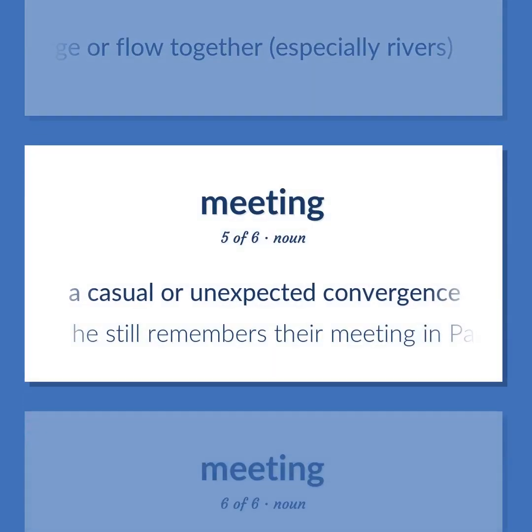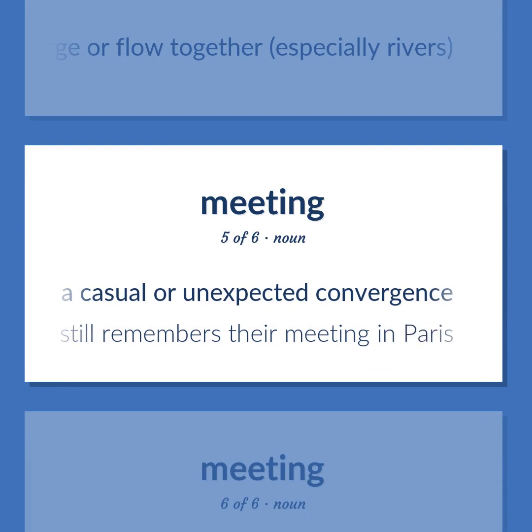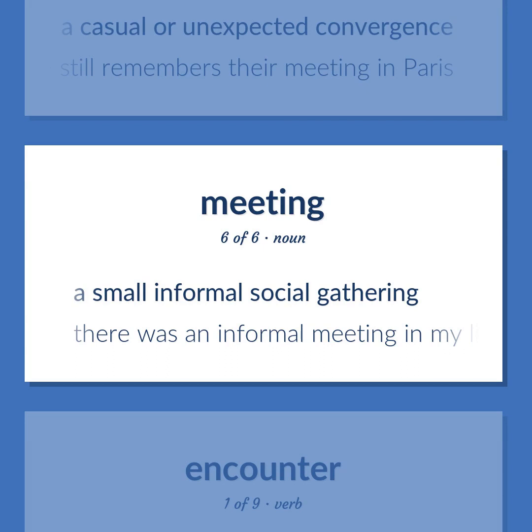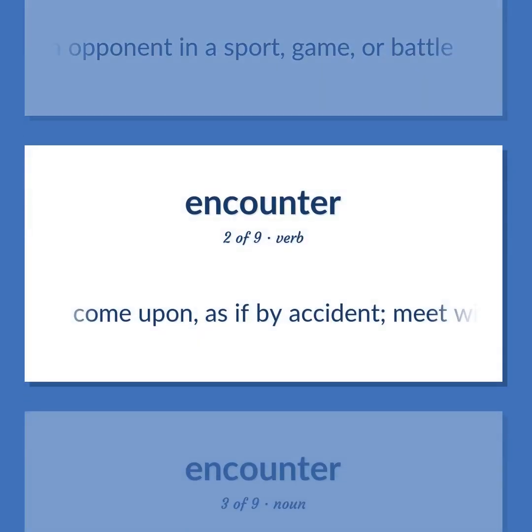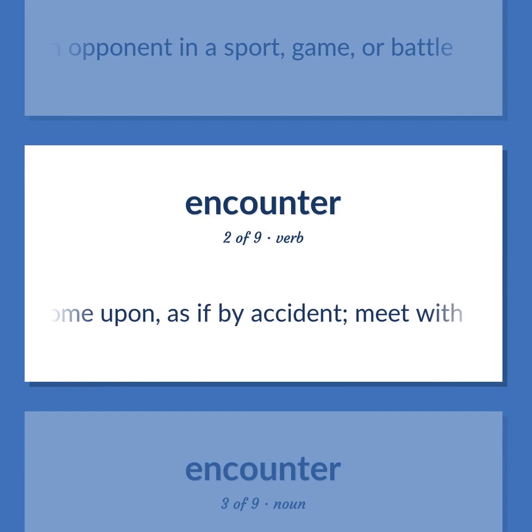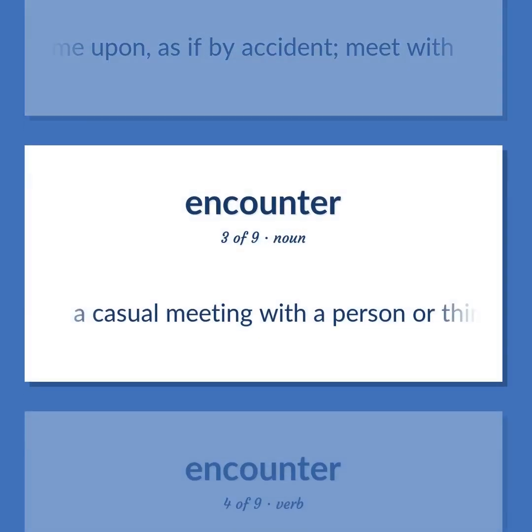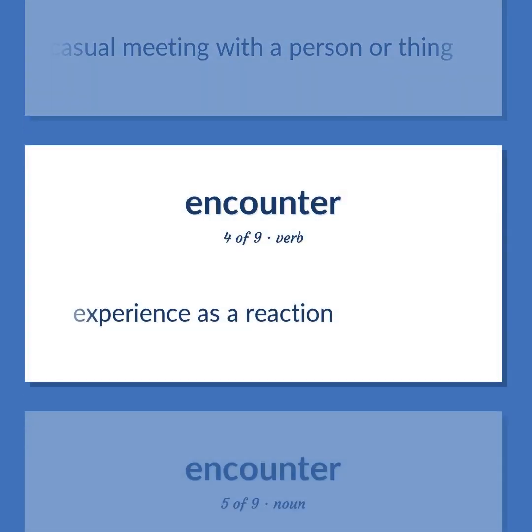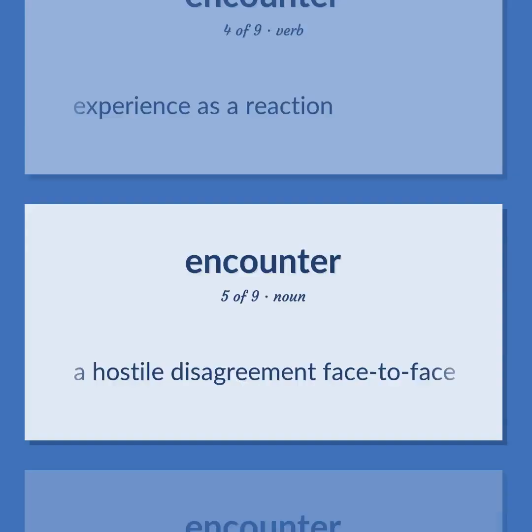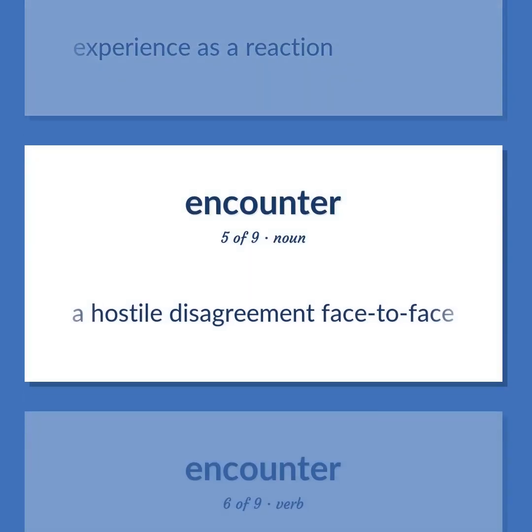A casual or unexpected convergence. He still remembers their meeting in Paris. A small informal social gathering. There was an informal meeting in my living room. Contend against an opponent in a sport, game, or battle. Come upon, as if by accident, meet with. A casual meeting with a person or thing. Experience as a reaction. A hostile disagreement face to face.